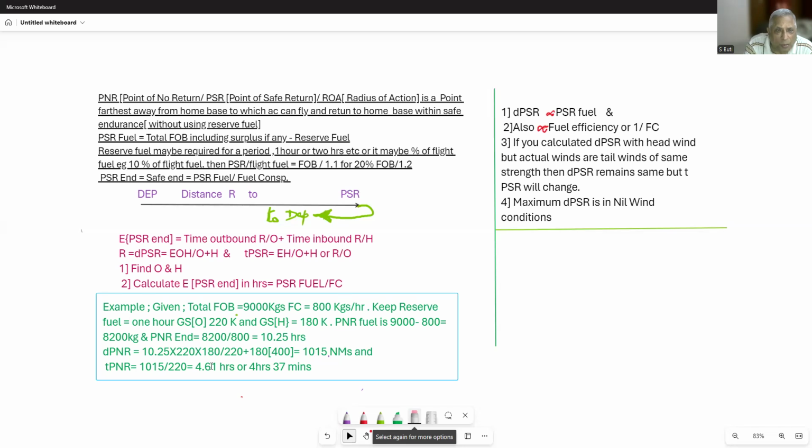Now, what if your engine fails? Okay. And you are outbound and your engine fails, then what should you do? Should you go to the same point or come back? We'll do it a little later.